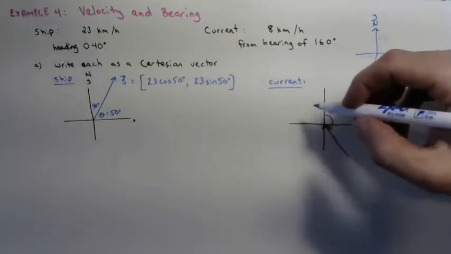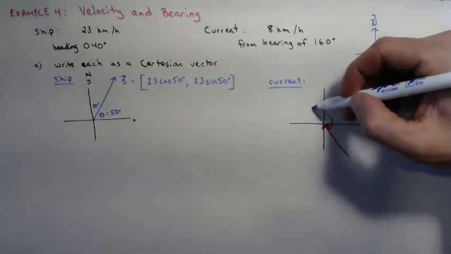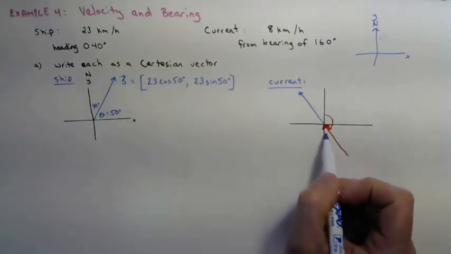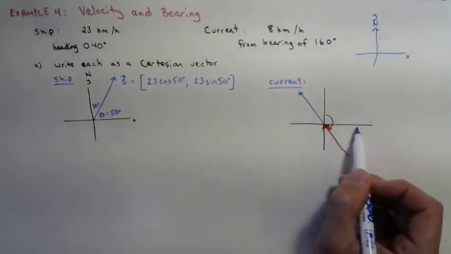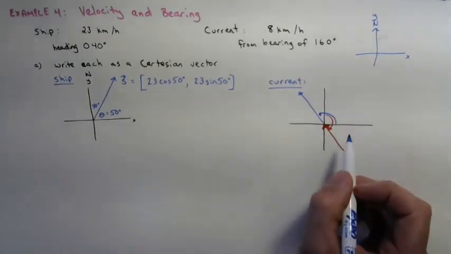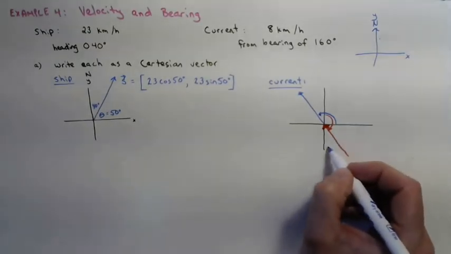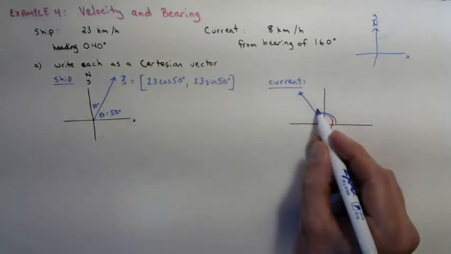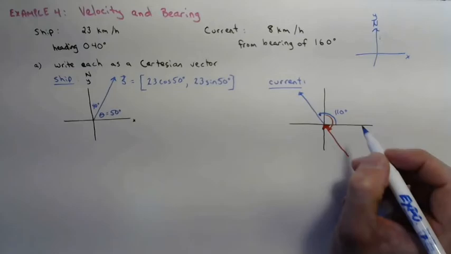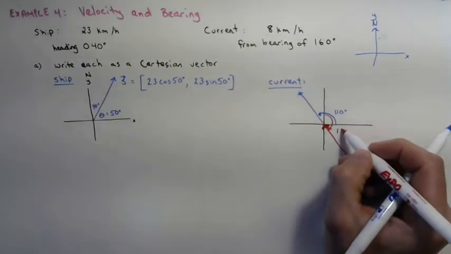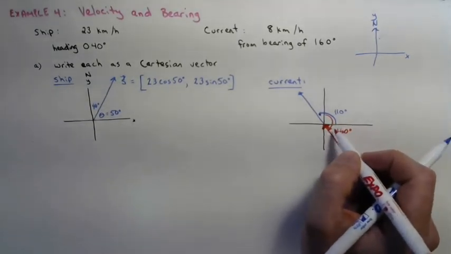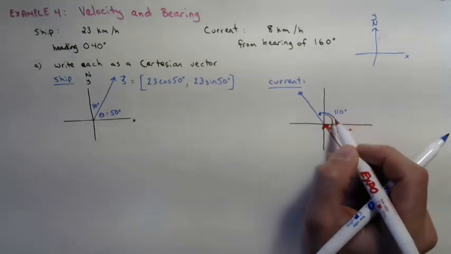Well, the current doesn't stop, so we can represent that also in standard position, because that's what we need to do. We need to represent this in standard position from the positive x-axis. Let's just think about this geometrically. If this is 20 degrees, then its opposite angle is 20 degrees. So this blue angle here then is 90 plus 20, that's going to be 110 degrees. So this red one was 160 degrees, coming from a bearing of 160 degrees. That's equivalent to, from the positive x-axis, an angle of 110 degrees.